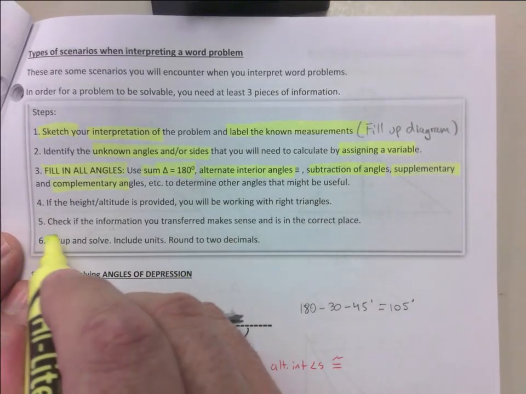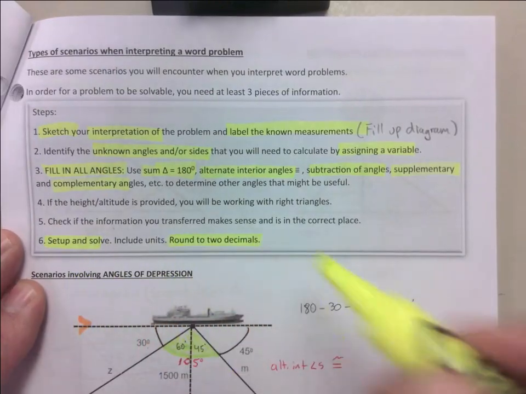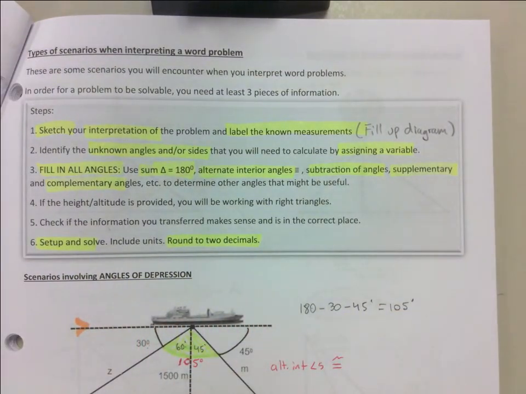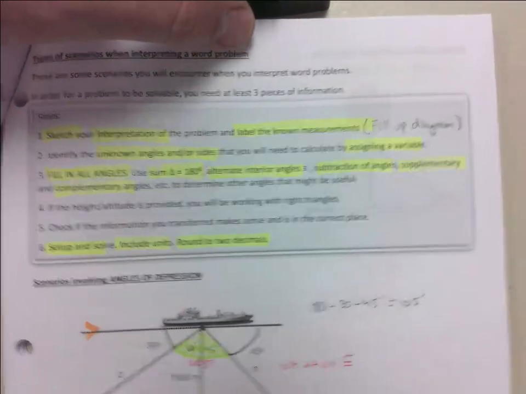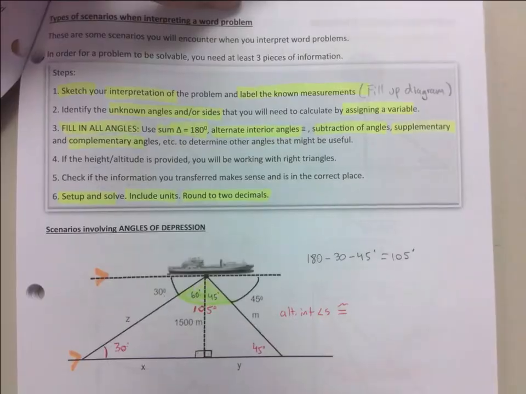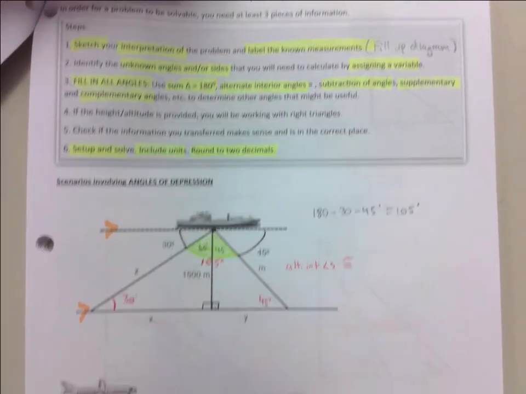Next up, set up and solve, and round to 2 decimals. I would say that is for the final answer, and include units if at all possible, okay? So here are some examples, I'm just going to show you some examples, right?